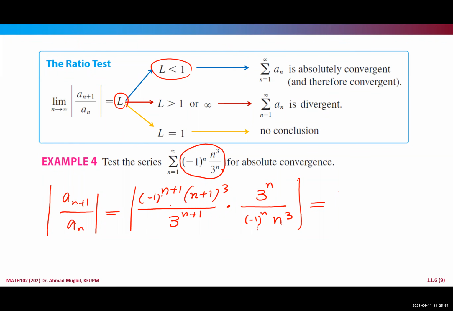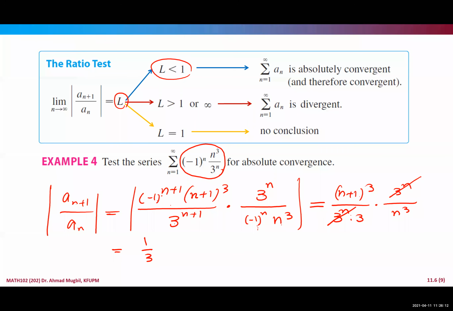So what we have here, guys, we have (n+1) to the power 3 over 3 to the power n times 3. Why did I do that? Because I need to cancel it with this one. Times 3 to the power n over n to the power 3. Now this will be cancelled with this. And this over this, you can write it as 1 over 3. So you have here 1 over 3 times this over this will be what? Will be (n+1) over n all to the power 3.